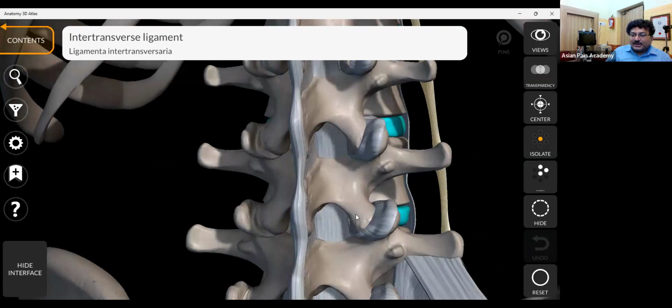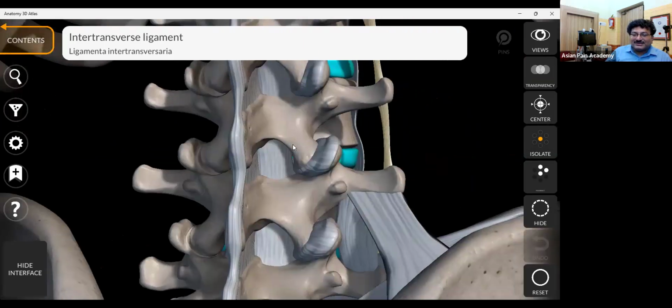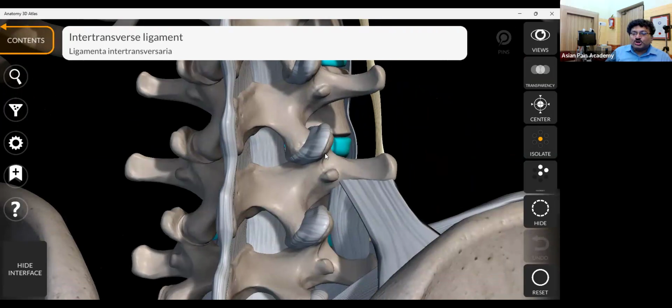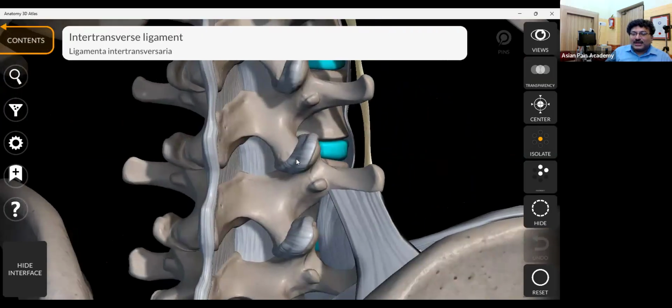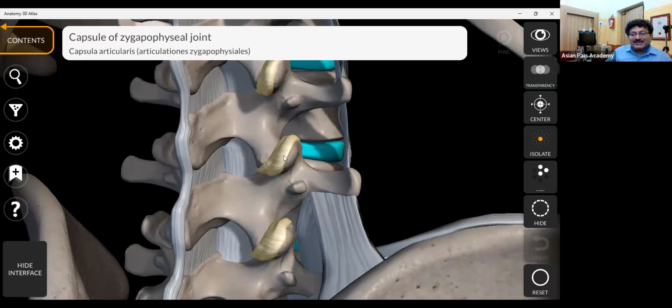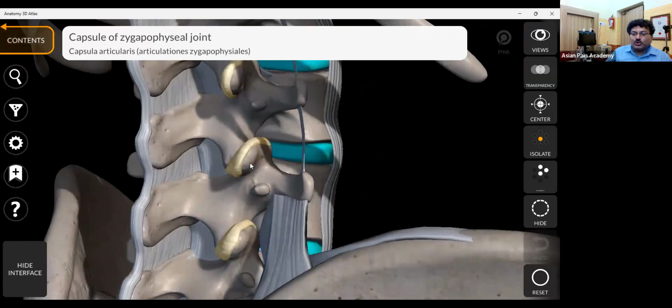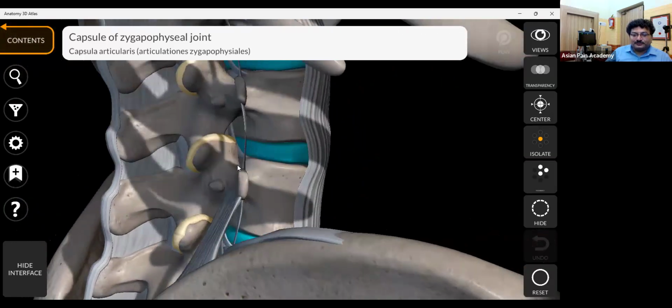Now, these inferior articular facets join with the superior articular facet of the lower vertebral body, and they form the zygapophyseal joints, or in simpler words, the facet joints. These are small synovial joints at the back, and like all synovial joints, they might go into arthritis as well.